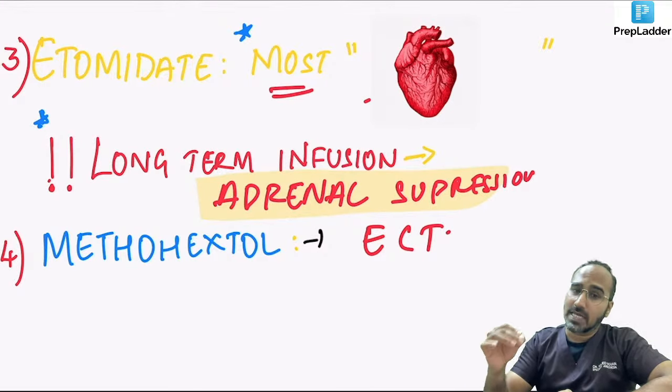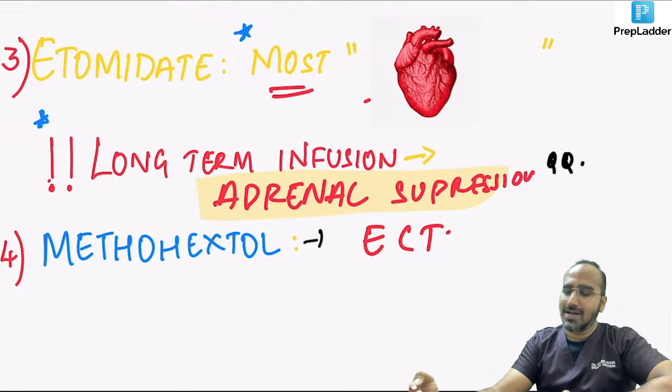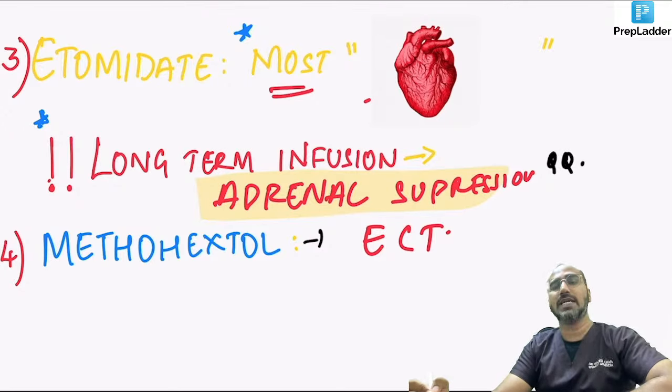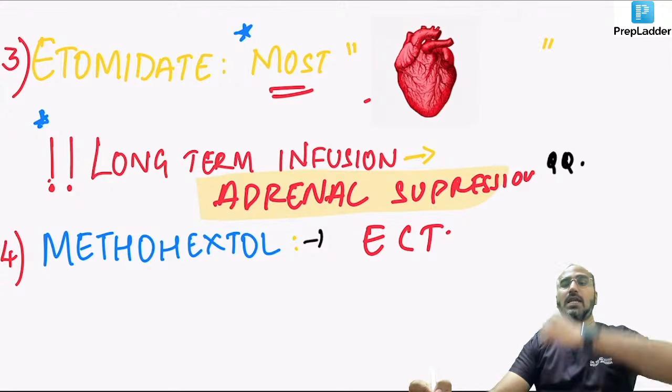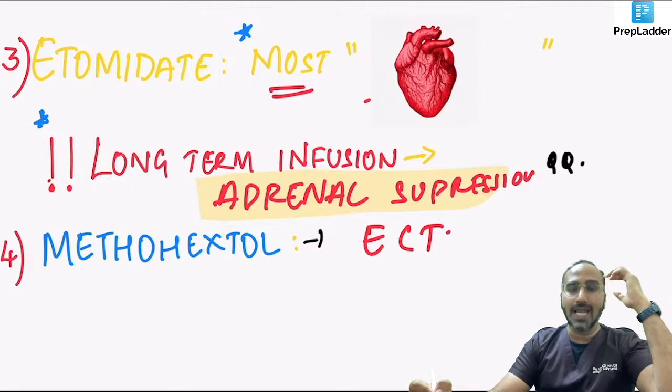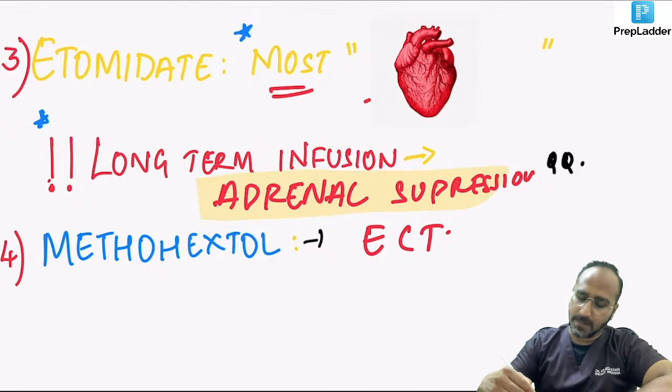But remember one thing, whenever you give etomidate as a long-term infusion, what could be happening, guys? The patient is at risk of developing adrenal suppression. Okay? There is one more IV induction agent which is called methohexitol. Methohexitol is commonly used for ECT. ECT is what, guys? Electroconvulsive therapy.